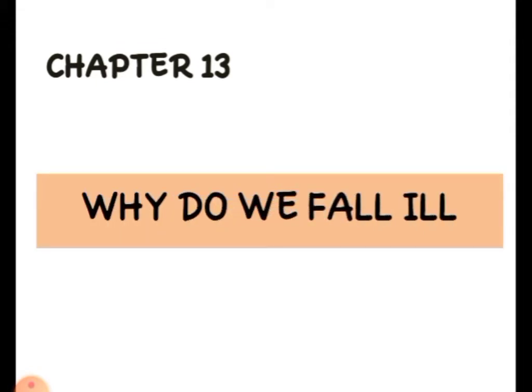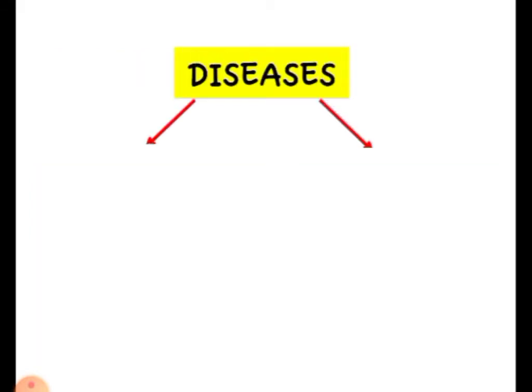Now children, you all know that we are discussing chapter 13 of our science textbook, Why Do We Fall Ill. We discussed the first part of this chapter in our last class. We are now going to discuss the second part of this chapter. Now, when you talk about diseases, you can see how diseases are exactly caused. For disease to occur, there are generally two types of causes. If I ask you why we have disease, you can say there are two types of causes due to which we will have disease.